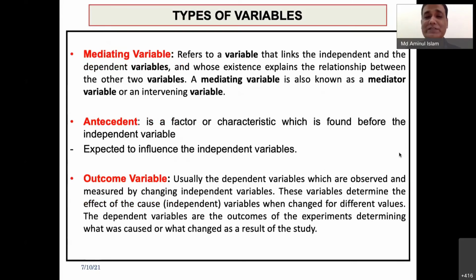Even though some people would say antecedent and independent variables are the same. It's true most of the time, but there are cases whereby you may have an antecedent variable before the independent variable. An outcome variable is the same as the dependent variable, but there are cases whereby you can have an outcome variable after the dependent variable. I'm going to show you with an example.